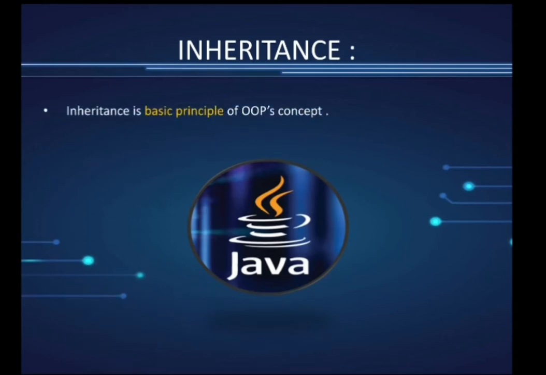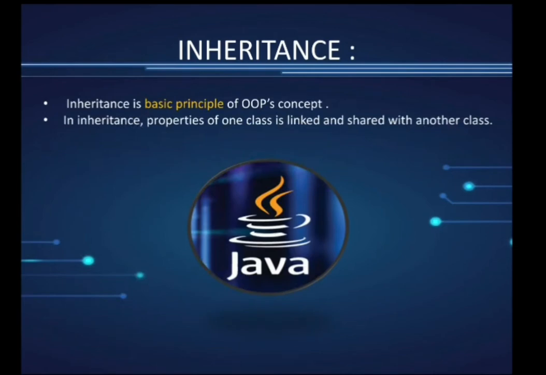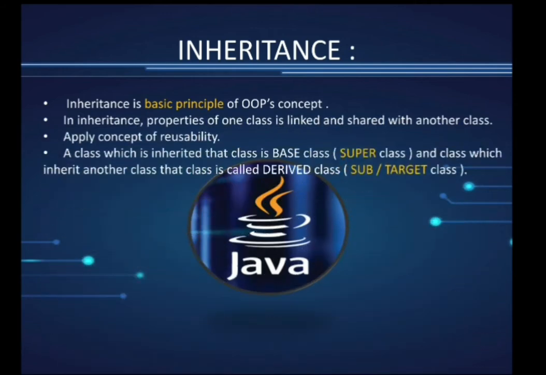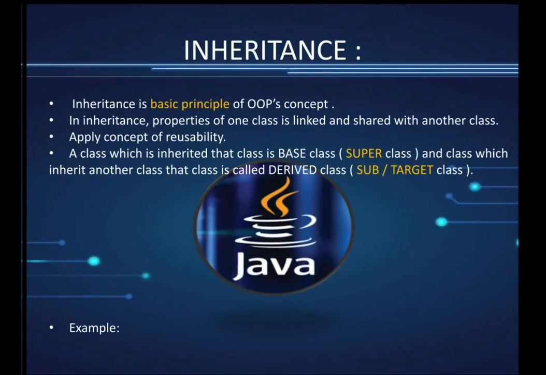I told you earlier also, it is a basic principle of OOPS concept. In inheritance, properties of one class are linked and shared with another class. Basically, it is a concept of reusability. A class which is inherited is known as the base class, or we can say it is a superclass, and the class which inherits the properties of a base class is the derived class, or we can say it is a subclass or a target.